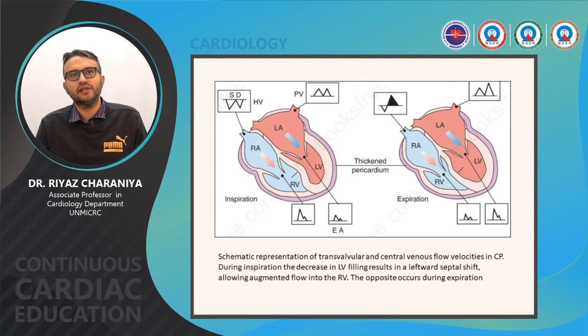This diagram nicely explains the schematic of the flow velocities in constrictive pericarditis. In inspiration there is a decrease in the LV filling, which results in a leftward septal push because of the augmented RV filling and flow in the RV, and the opposite happens during expiration.